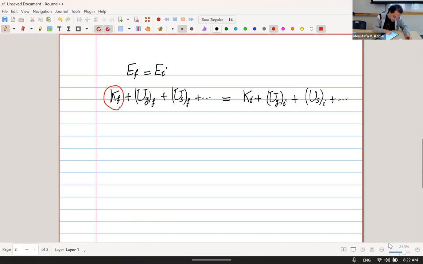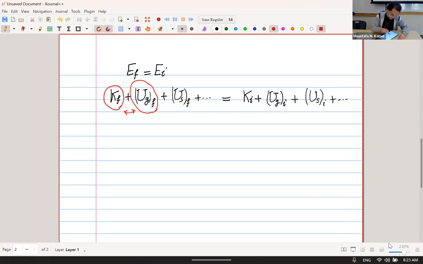Inside the system, you can have kinetic energy transformed into potential energy as long as the total quantity is the same, okay? So transformations of energy doesn't mean we don't have energy transfer. Energy transfer and energy transformations are not the same thing, okay? So that's it for the qualitative discussion.